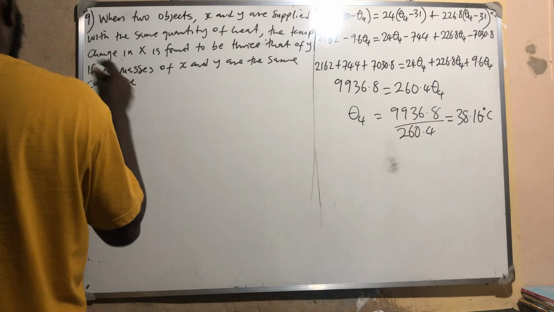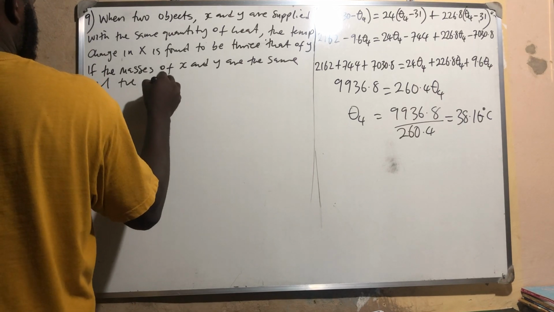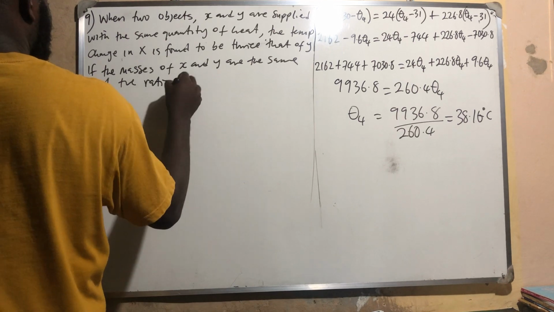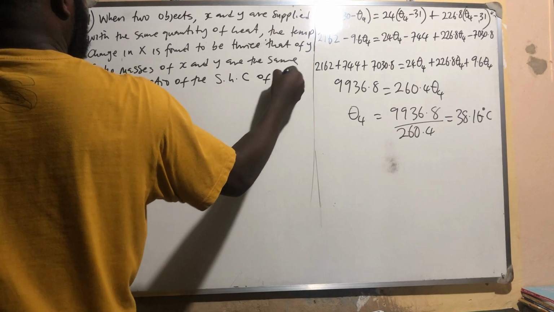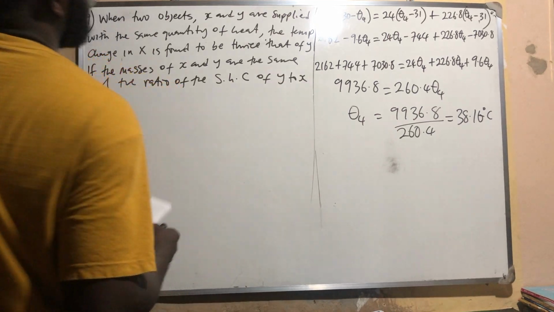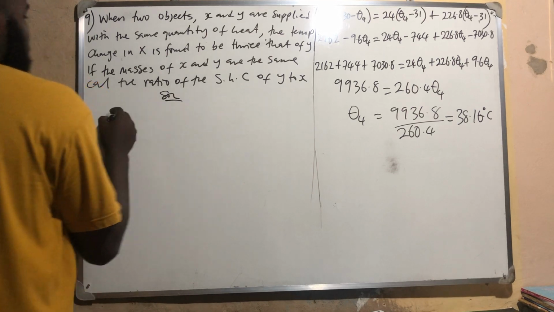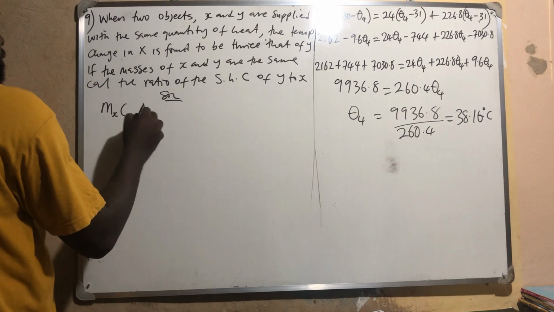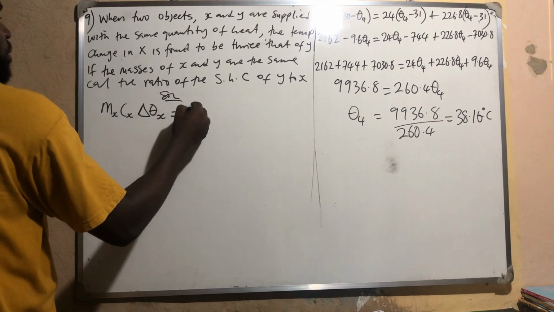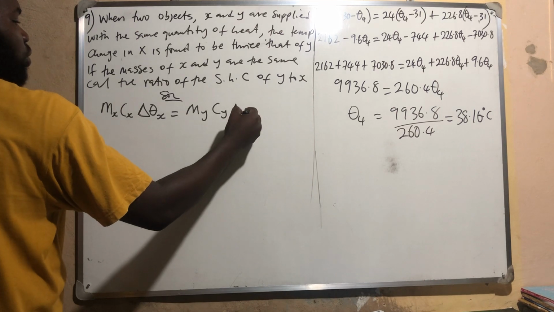then I say calculate the ratio of the specific heat capacity of Y to X. Okay, so since their heat is the same, solution: you have that M of X, C of X, and change in temperature of X is equal to M of Y, C of Y, and change in temperature of Y.